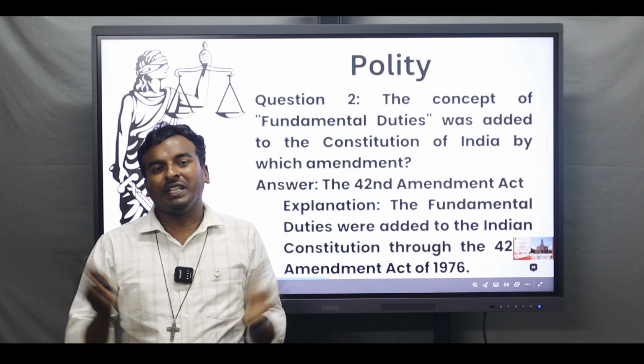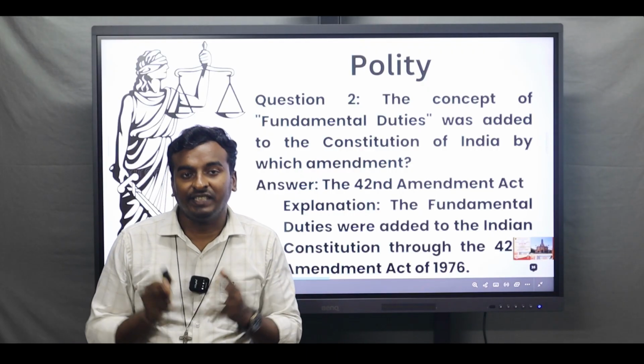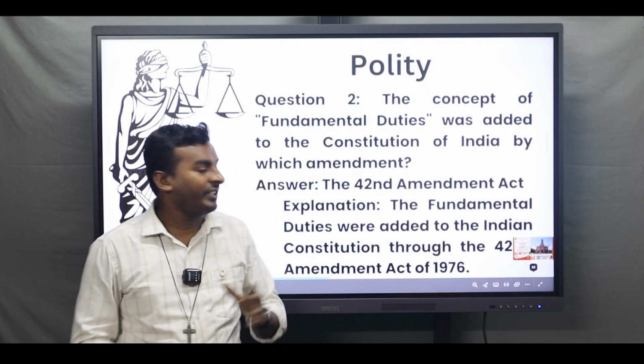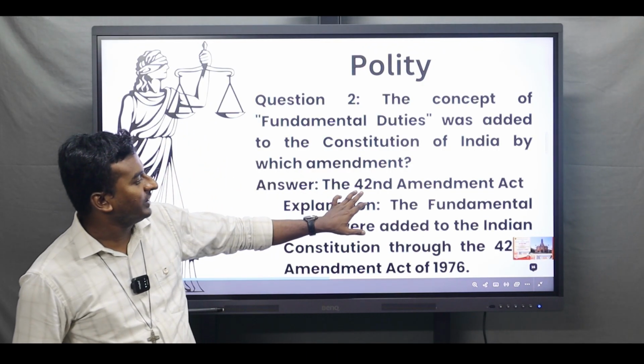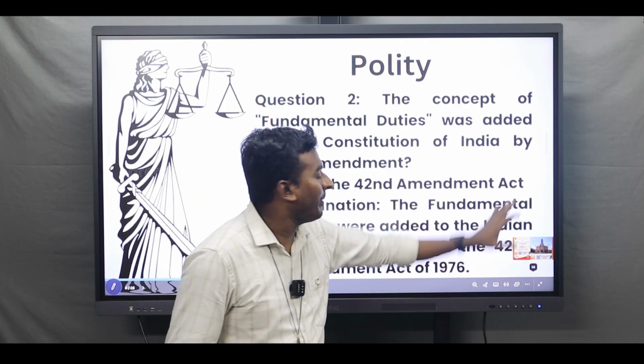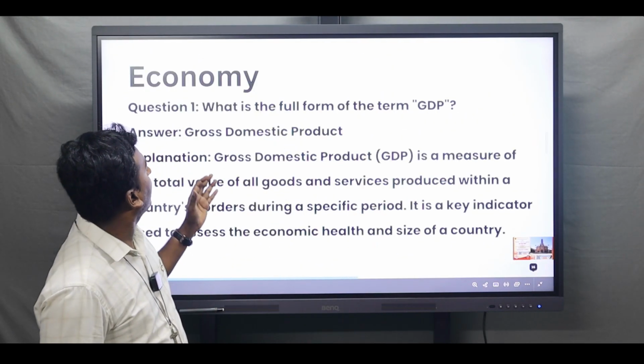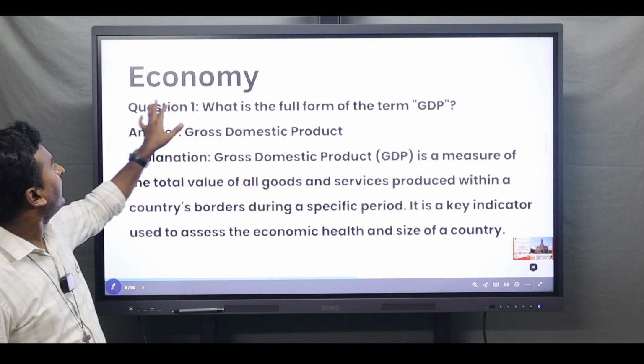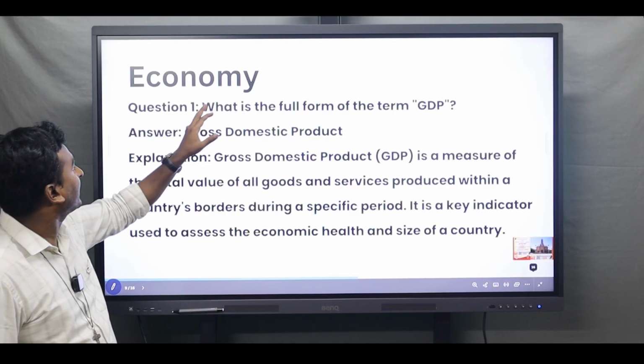So basically the general knowledge is easy if you are well aware of it. So the answer for this question is the 42nd Amendment Act. So next we will go on to the next section. Next section is the economy section.